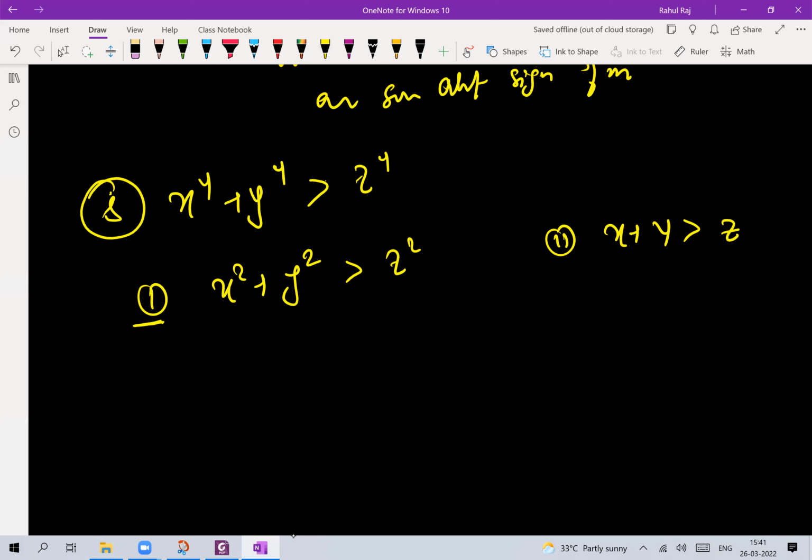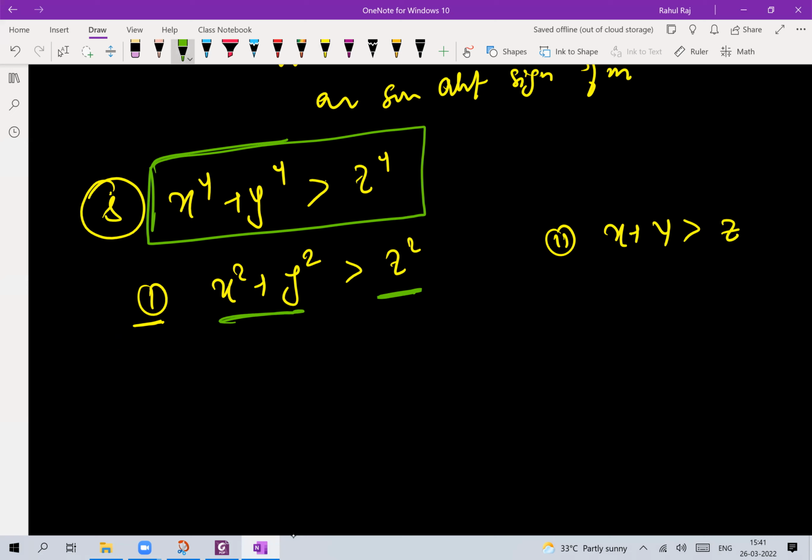The question says, is x^4 + y^4 greater than z^4? Now, how do you need to prove whether x^4 + y^4 is greater than z^4 or not? This needs to be proved with the help of a statement, the information given to us in the question. So statement number 1 says x^2 + y^2 is greater than z^2. So all we need to do here is, by knowing that x^2 + y^2 is greater than z^2, can I actually say x^4 + y^4 is greater than z^4? This is technically our question.